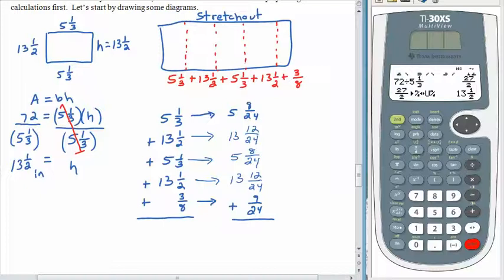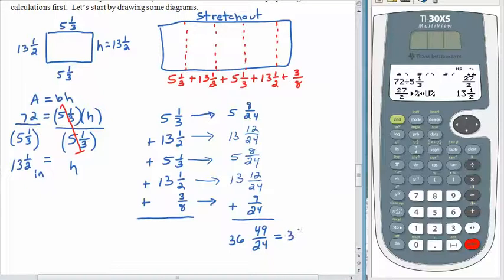All right, so now we're adding the fractions. 8 plus 12 is 20. 8 plus another 12 gives us another 20, so that's 40. We have 49/24. 5 plus 5 is 10, plus 26 gives us 36. So we have 36 and 49/24, which we know becomes what?